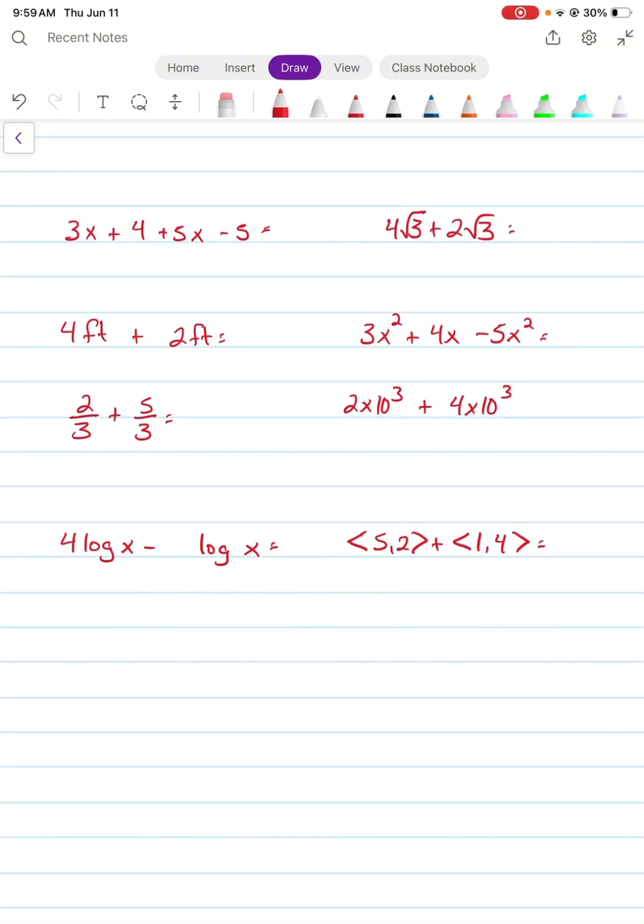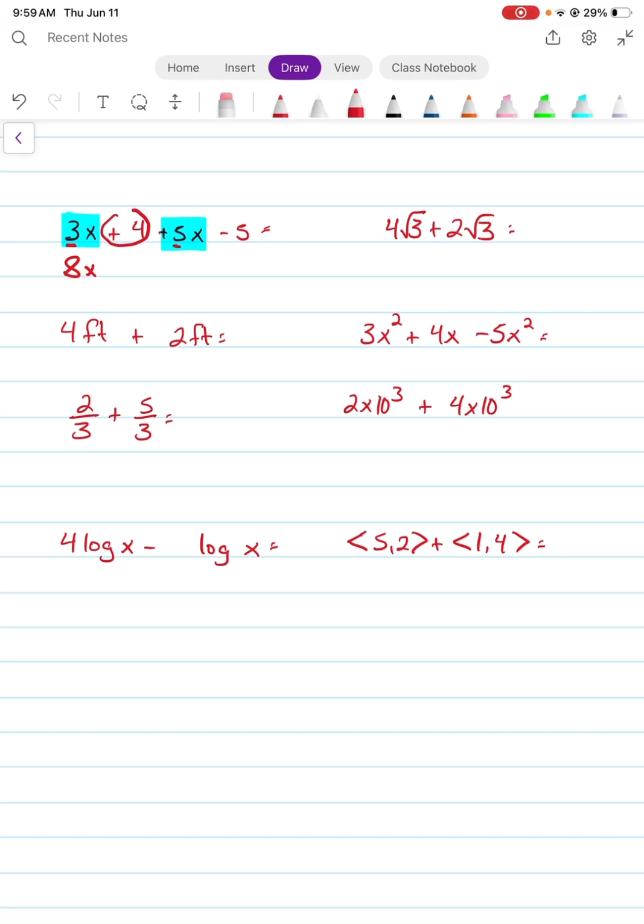Okay, here's some examples of some things that can very easily be added together. Again, from what I just told you, remember the number out front called the coefficient tells you how many of something you have. And you can only add things that are alike. 3x's can be combined with 5x's. Why? Because they're alike. The number out front tells you how many you have. If you add 3 of something plus 5 of something, you have 8 of that something. Notice the x does not change.